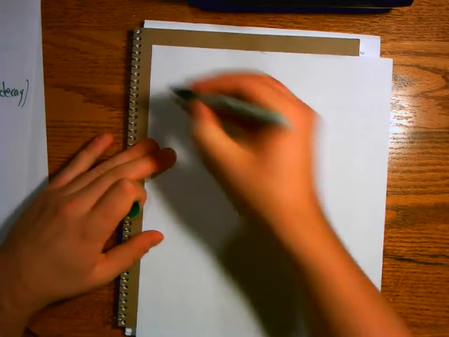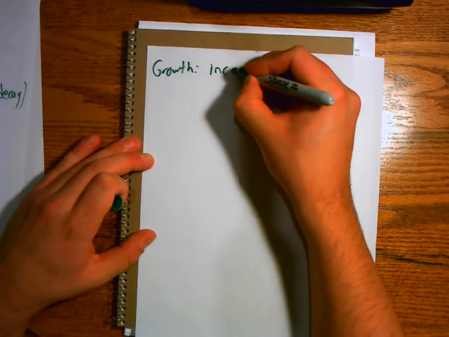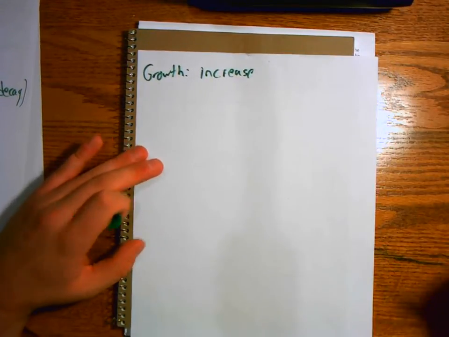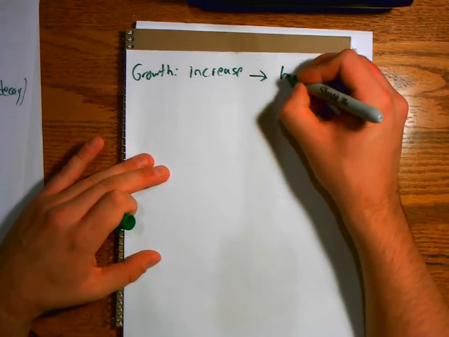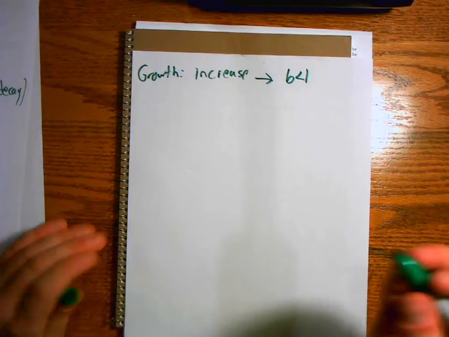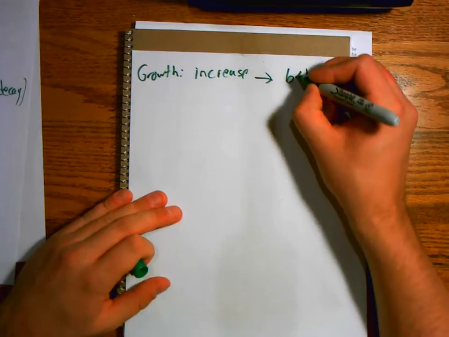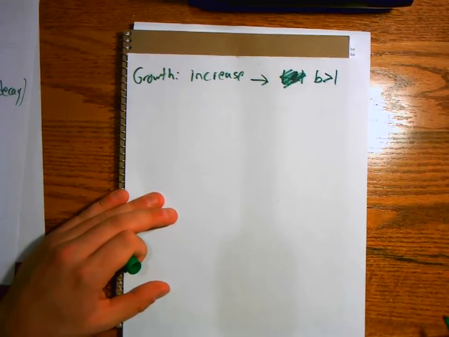Okay, now the difference between a growth and a decay is that if you have a growth, then it is going to be an increasing function. And in order for it to be increasing, that means that your b is less than 1. And in order for it to be increasing, or greater than 1, sorry, not less than 1, your b must be greater than 1.